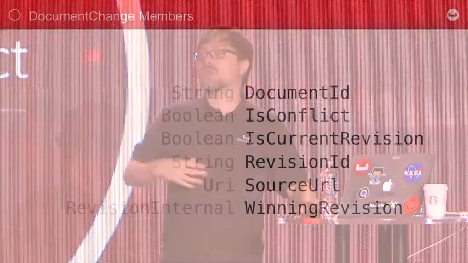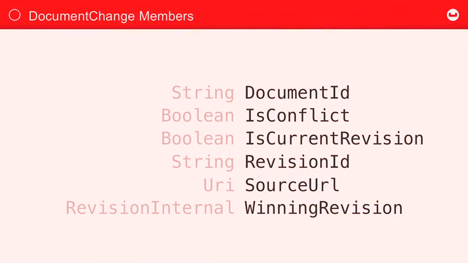We not only get the doc ID and whether or not it's conflicted or it's the current revision, but we can also find out which server we were replicating with when this change came in, because we may not always be replicating with one and only one server, and that will certainly be true in peer-to-peer applications. So this gives us a chance to see where it came from.